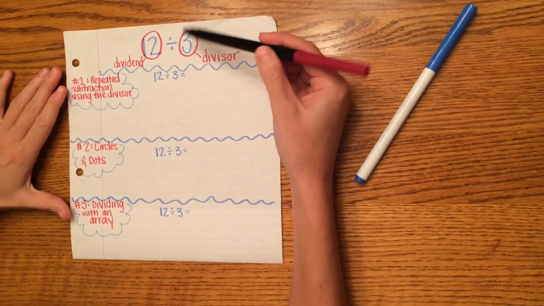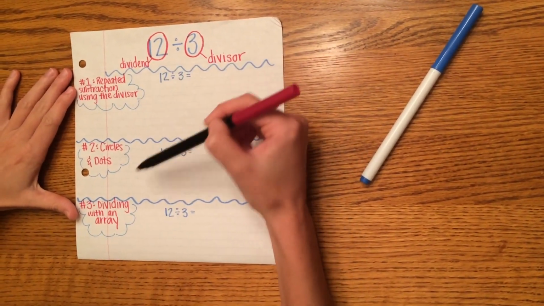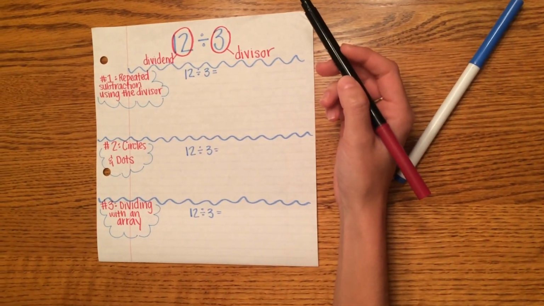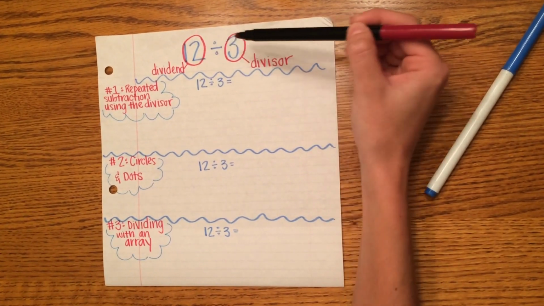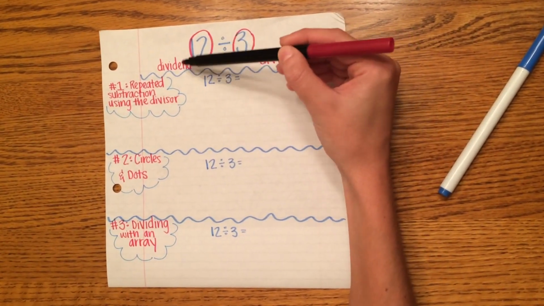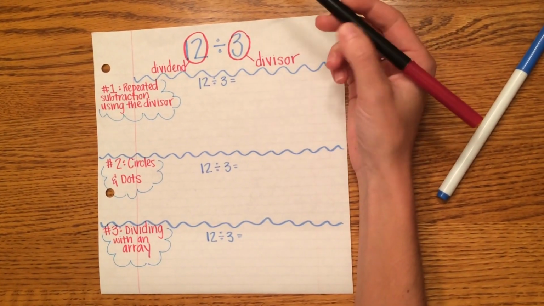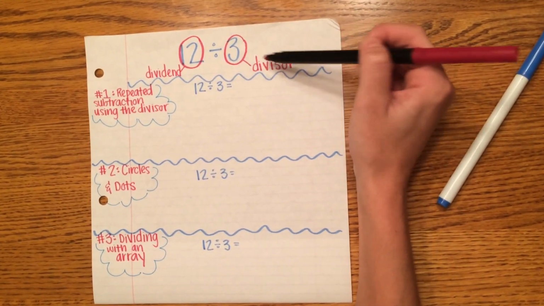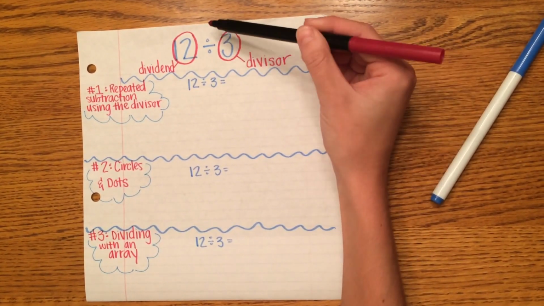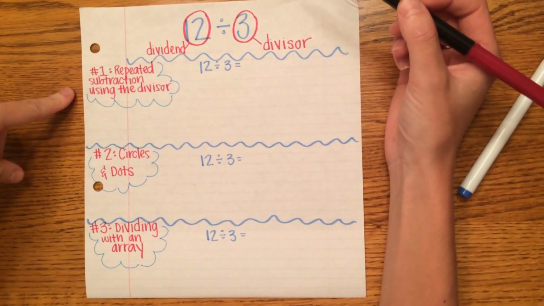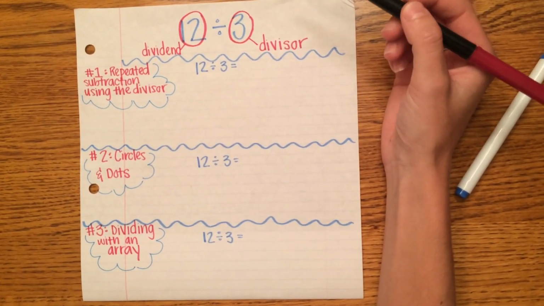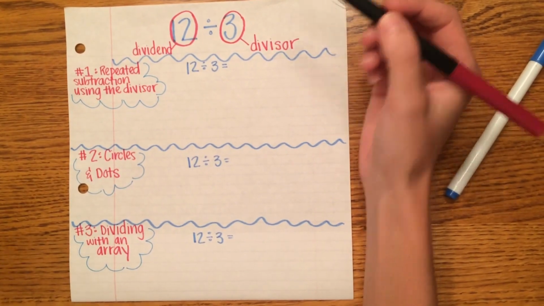This video is going to show you and remind you of the 3 strategies we've talked about this week for dividing. Just a refresher, our problem or expression here, 12 divided by 3, our number 12 is the dividend. It's the largest number in our division problem, and 3 is the divisor, and it's what we'll be dividing 12 by.